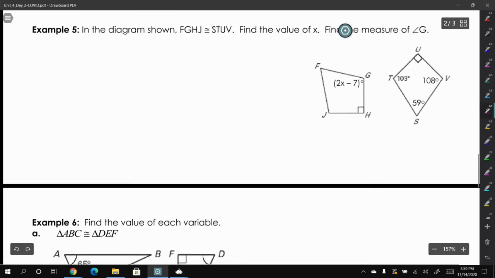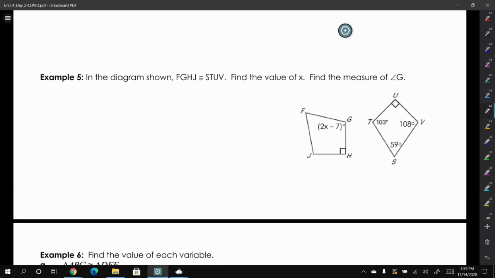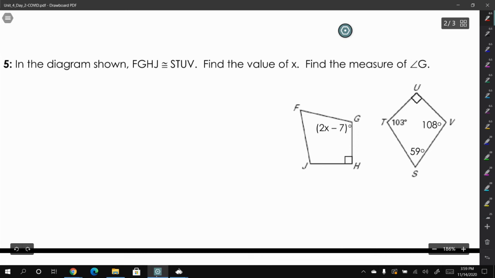And then down here, what we're going to do is find the value of x given our situation here. So again, let's get out our colors, and F and S go together. F and S. G and T are corresponding parts. H and U. And then J and V. So then we can see which parts line up with each other.